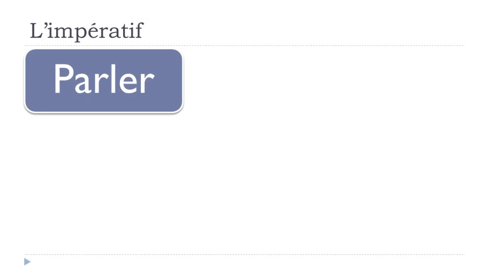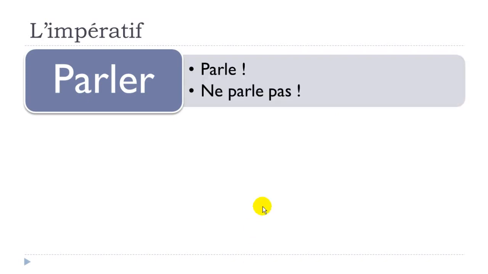So I took this verb parler, and if you have a look at it, the imperative is parle. If you want to write the same sentence but at the negative form, well, it's quite easy because it will be ne parle pas. So you just put your ne before the verb and then the pas after the verb, and of course you don't change the rest.